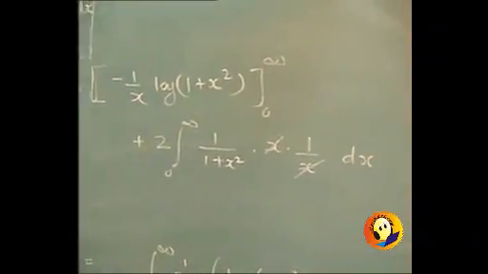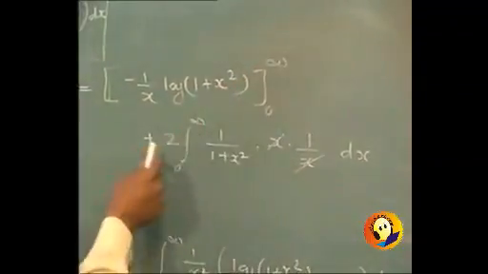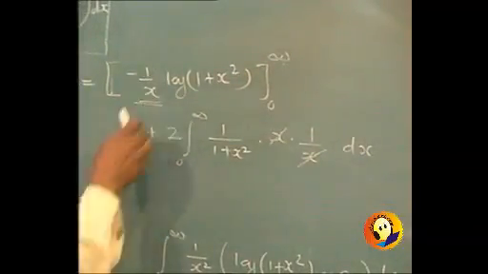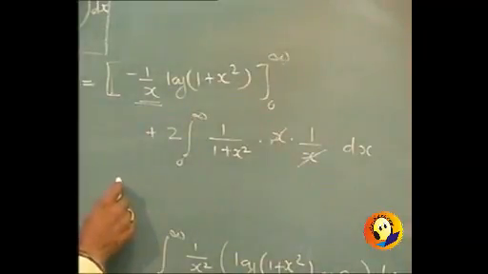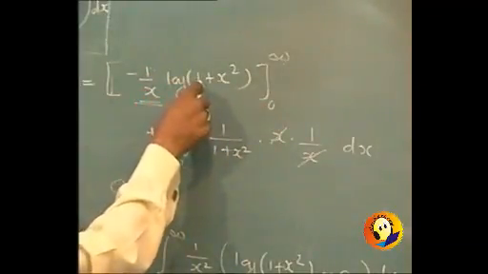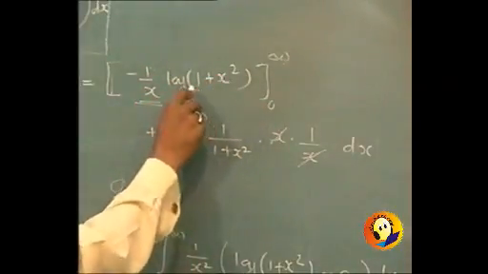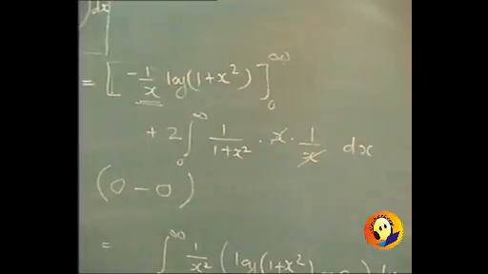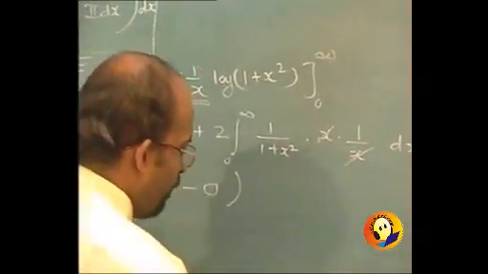As we substitute the limit, at upper limit 1 upon x will be 1 upon infinity, so upper limit value will be 0. At lower limit 1 upon 0 is infinity, but log of 1 plus 0 will be log 1. Log 1 is 0, so upper and lower limit values of this particular integral will be straight away 0.